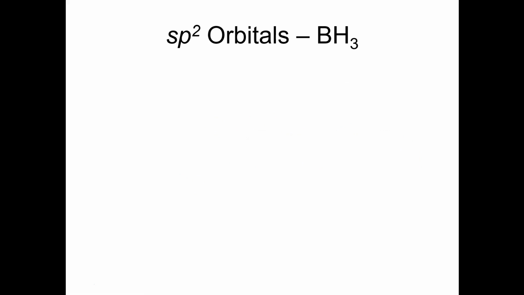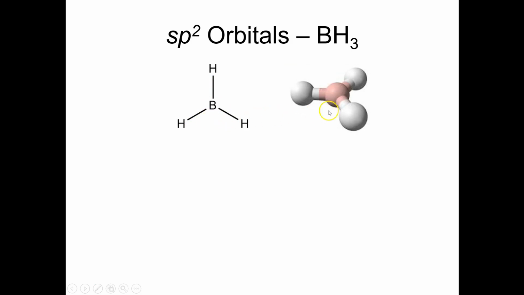The simplest example of sp2 hybridization would be what's called borane, or BH3. Here again is a Lewis structure of BH3. It is once more impossible to give boron a full set of 8 electrons, and so it is going to be electron deficient. It is a trigonal planar molecule. It looks like this.